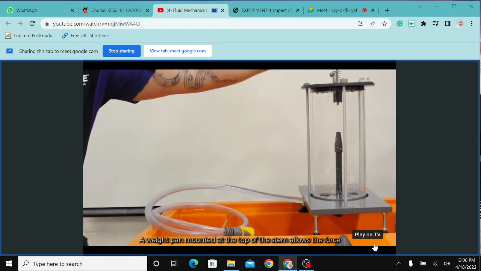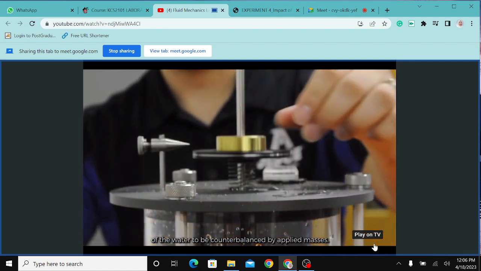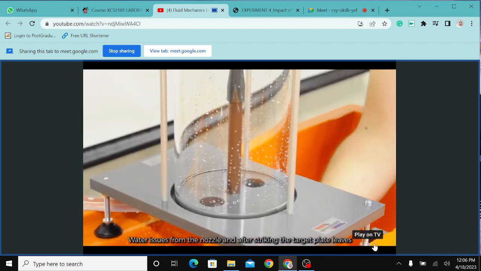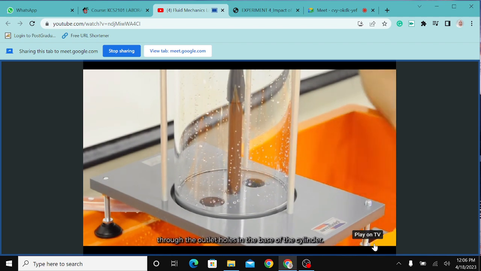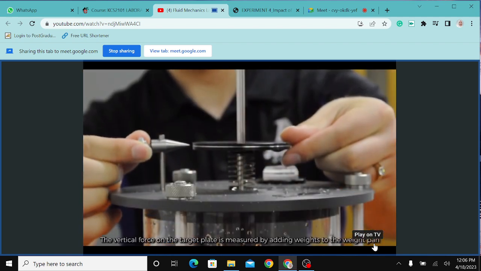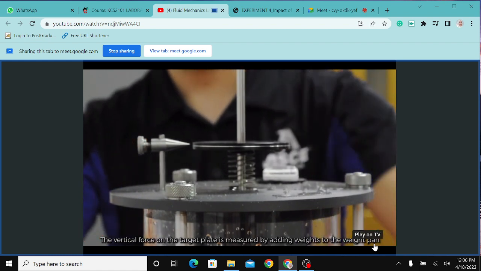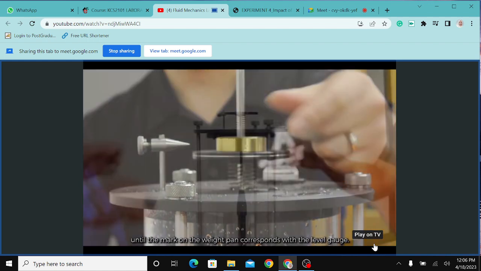A weighted pan mounted at the top of the stem allows the force of the water to be counterbalanced by applied masses. Water enters from the nozzle and after striking the target plate leaves through the outlet holes in the base of the cylinder. The vertical force on the target plate is measured by adding weights to the weight pan until the mark on the weight pan corresponds with the level gauge.